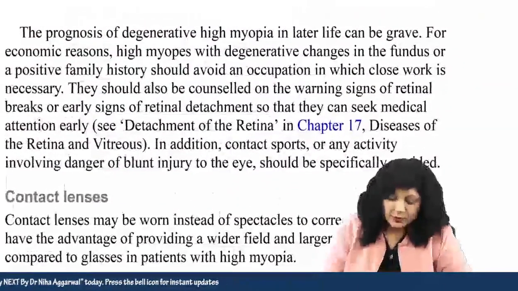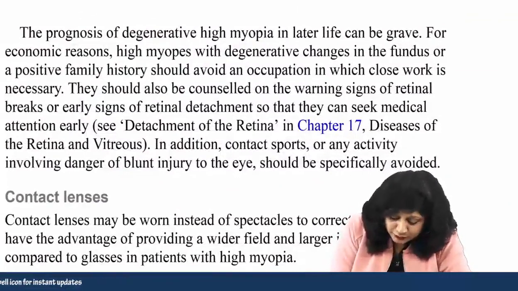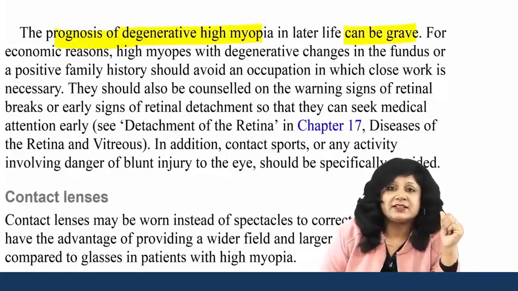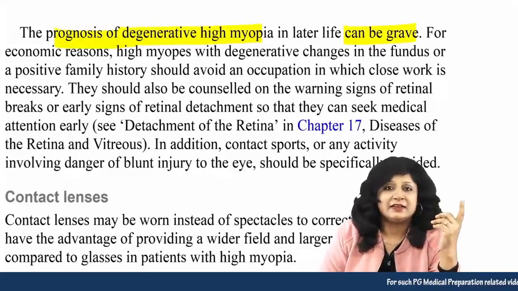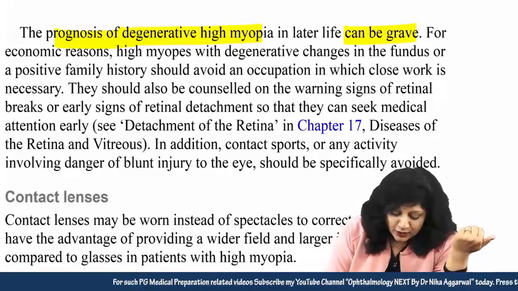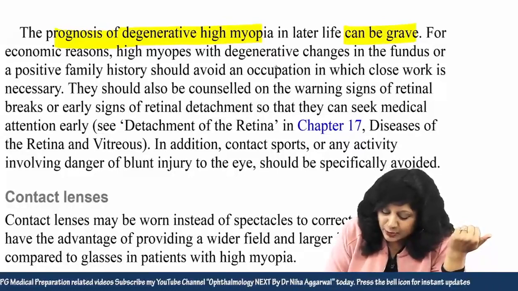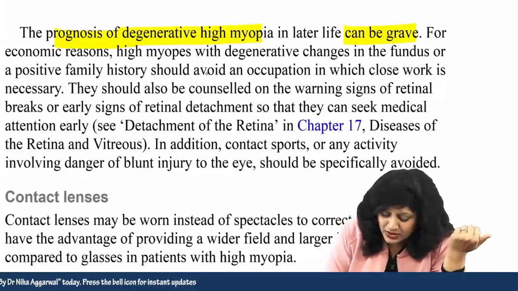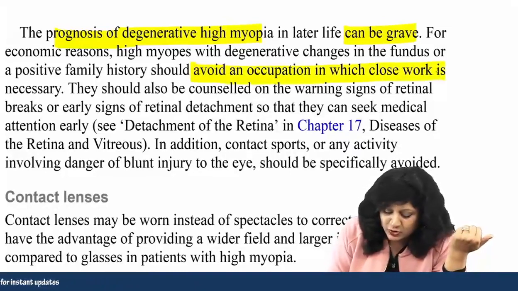Now coming to the prognosis. The prognosis of this degenerative myopia can be grave. So that is always an alarming sign. Degenerative myopia cannot be taken as simple myopia. For economic reasons, high myopes with degenerative changes in the fundus or positive family history should avoid an occupation in which close work is necessary.